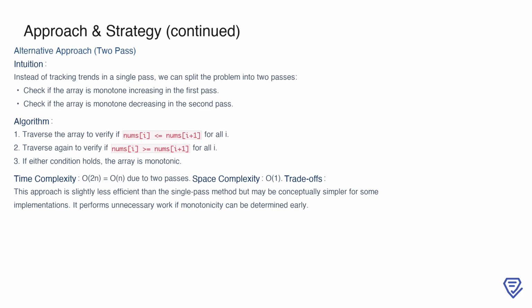The time complexity remains O(n) as we traverse the array twice, and the space complexity is O(1) since no additional space is used. While this method is conceptually simpler and may be easier to implement for some, it performs redundant checks. For instance, if the array is already determined to be increasing, the second pass to check for decreasing is unnecessary. Thus, while effective, it's not as efficient as the single-pass approach.